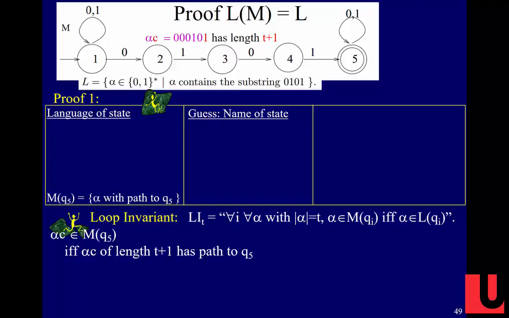Does that make sense? So here, if it's in that set M, then it has a path of length t plus 1 to Q5, right? And is that an if and only if? Yeah, it is. It's the definition of M, right? That's just a definition. Everybody good with that?